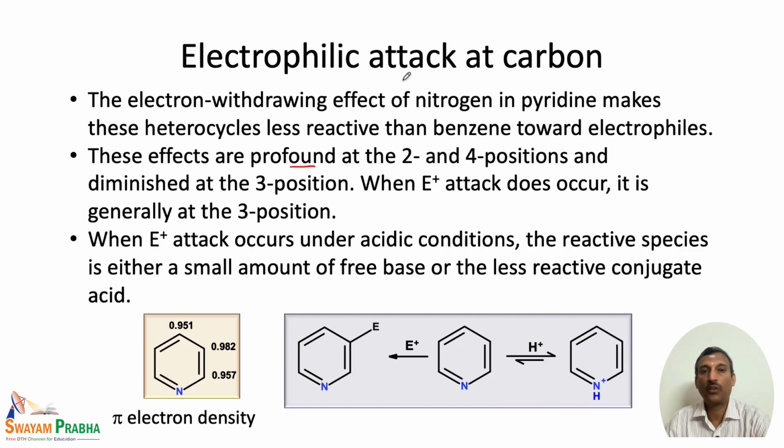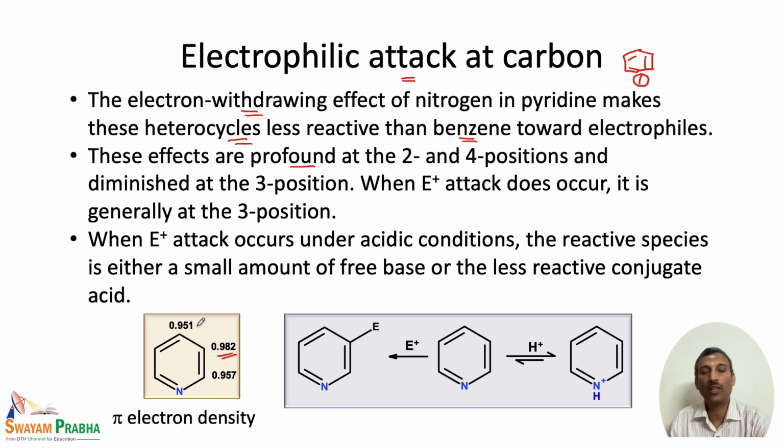Let us look at the next one, which is the electrophilic attack at carbon atom. As we have seen, this pyridine ring is having less electron density on the carbon atoms. That is the reason they can actually undergo electrophilic attack, and this electrophilic attack at different positions can be explained by the different electron density. The presence of electron withdrawing nitrogen pulls the electron out, and that makes these heterocycles less reactive than benzene towards electrophiles, because in the case of benzene we exactly know that all the carbon atoms are having the pi electron density as 1, whereas in the case of pyridine it is less than 1.